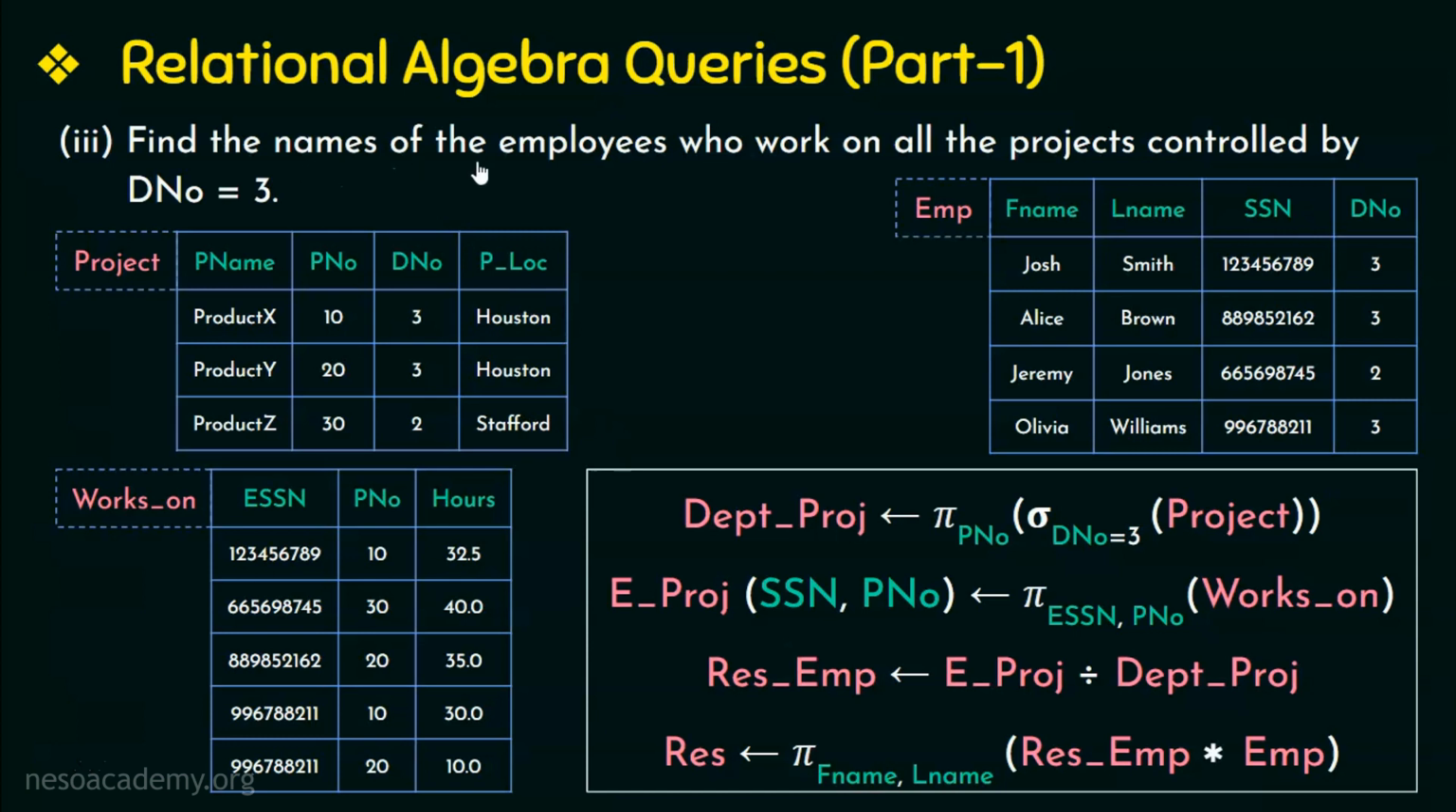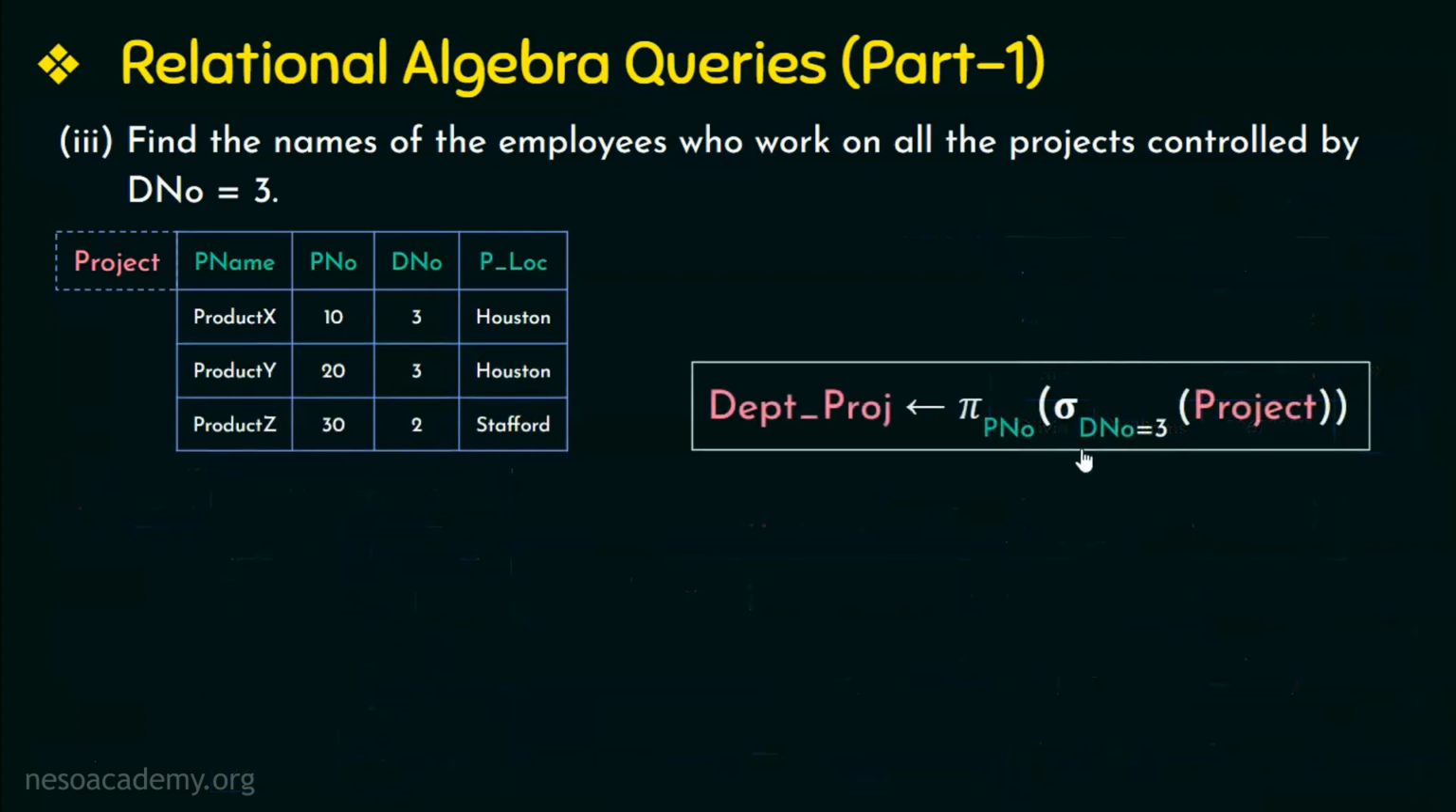Since we need only those names of employees who are working on projects that are controlled by department number 3, we first find out from this project relation all those projects that are controlled by department number 3. Hence, that is the first step in this query. Here, the tuple with D number equal to 3 is selected from the project relation. Now, from these selected tuples, we only need the project number. The rest of the attributes are not necessary. So only the P number is projected and stored in this relation.